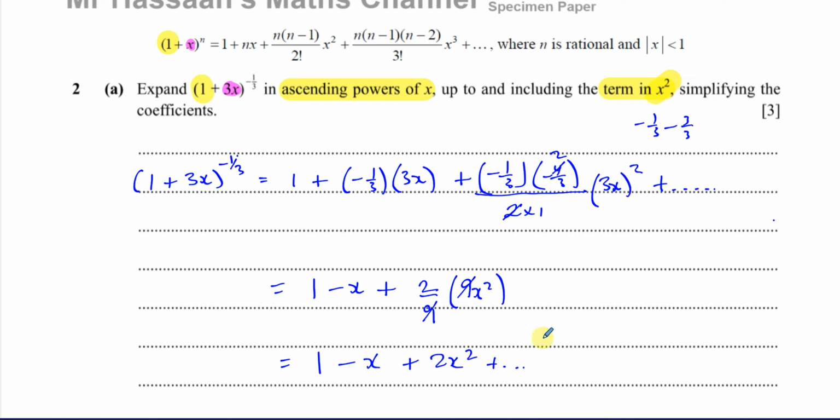All right, so they want us to give the term. Sometimes I say find the coefficient of x squared, for example. In that case, you would just write 2. So the coefficient of x squared is 2. You wouldn't say the coefficient of x squared is 2x squared. Just write the coefficient of x squared is 2 if they ask that. But here they want the whole term. They want to see the expansion up to and including the term in x squared in ascending powers of x, and that's exactly what we have here. So there's the answer to part A.